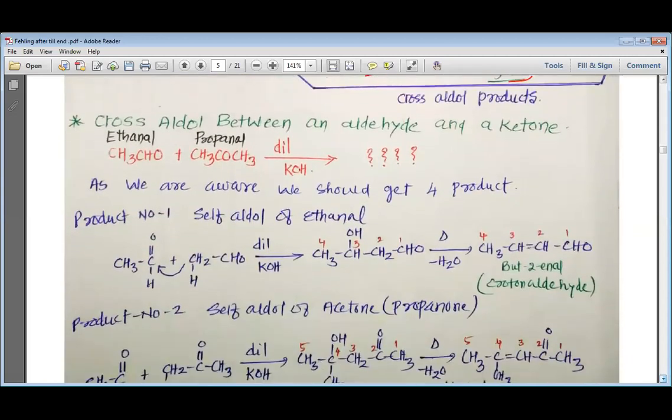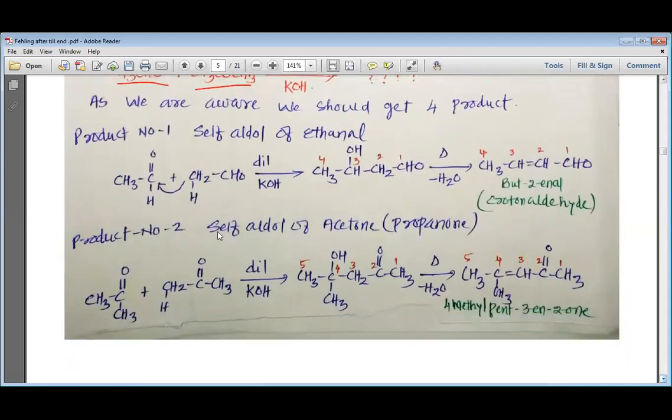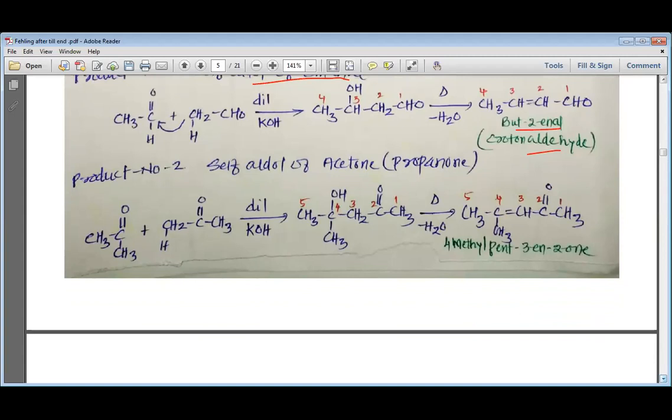Now, my dear students, we want to study the cross-aldol condensation between an aldehyde and a ketone. So you can see that we have taken ethanol and propanone. This propanone attacks on the ethanol, and we get a product. We shall get 4 products. The first product, that is the product of the self-aldol of ethanol, is butenal, which is crotonaldehyde. My dear students, we have already studied this, so I'm not going to discuss it much. We have seen the self-aldol product of propanone even, which is 4-methyl pent-3-en-2-one.